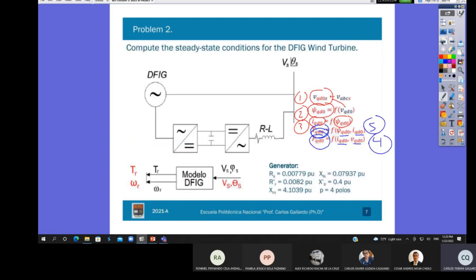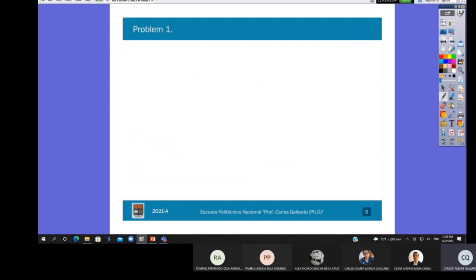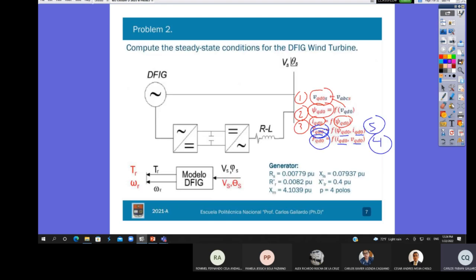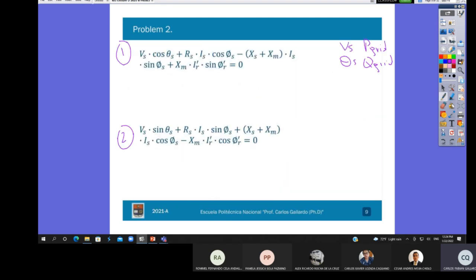Let's take a look at the initialization of the power grid. Pay attention to this part. This is the active power and this is the reactive power of the grid. This is my objective. So what else? I will have the stator reactance. This is data from the manufacturer.